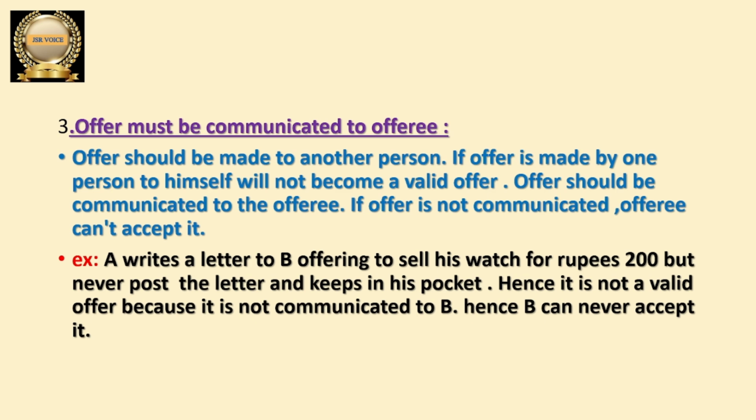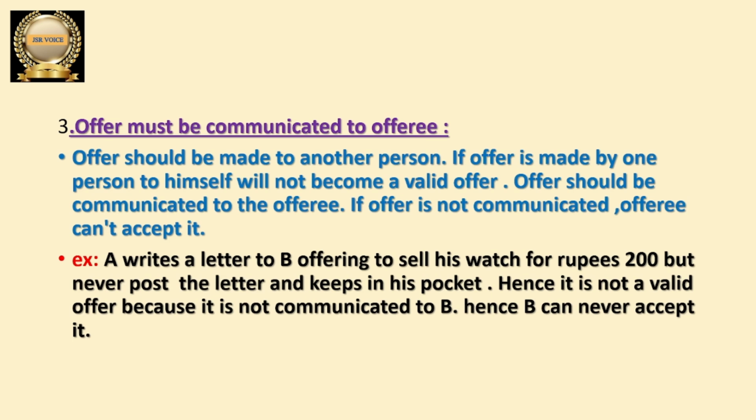Let us take one example. A writes a letter to B. A is one person, he is writing a letter to B offering that he wants to sell his watch for rupees 200, but never posted that letter. He did not post the letter and keeps it in his pocket only. Then how can B know about this offer? He can't know, no? So he can't accept it. Here the offer is not communicated to B.